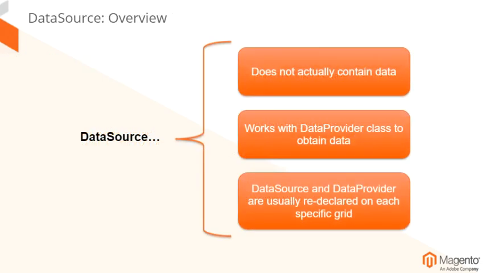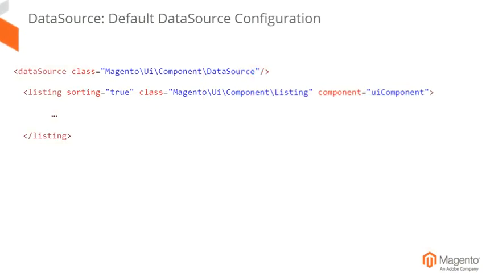Data source is a UI component that provides data to other components. As discussed earlier, data source requires data provider. Data provider is actually the class which obtains data. It has to implement a specific interface to provide JSON data to data source. You usually implement your own data provider for an instance of a UI component. Here we see a code demonstration of the listing configuration from a definition XML file.